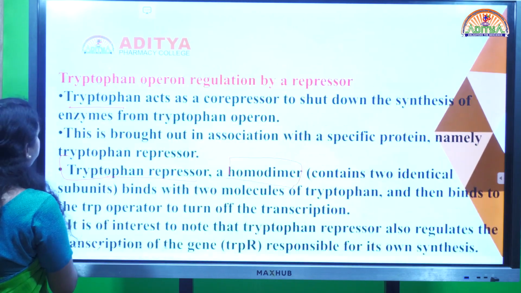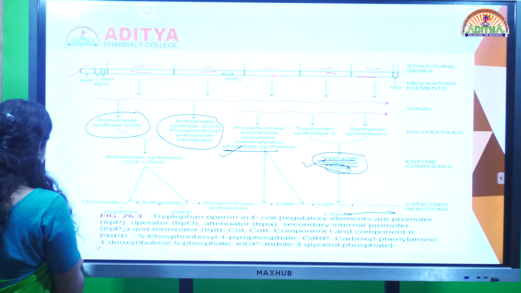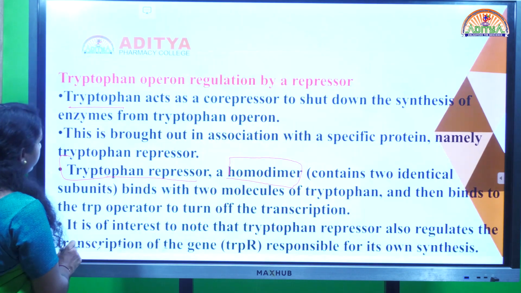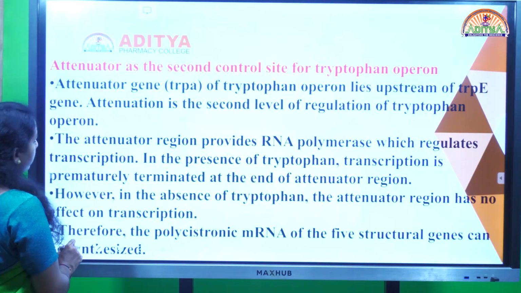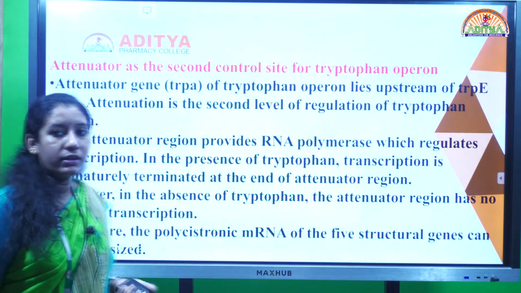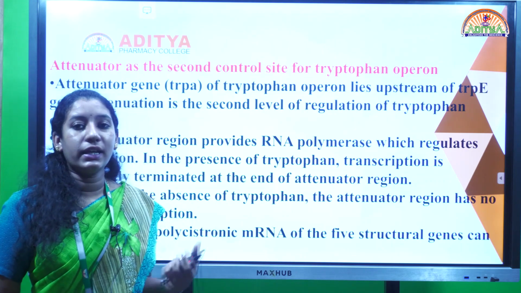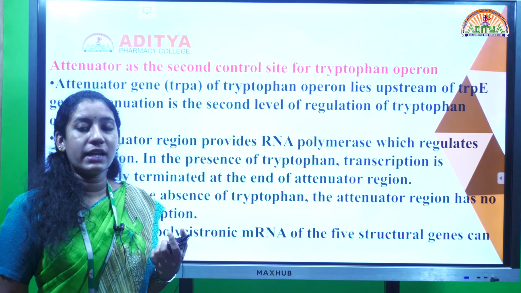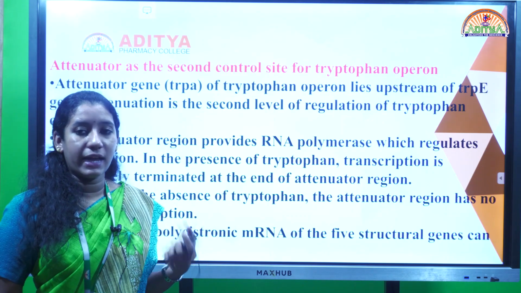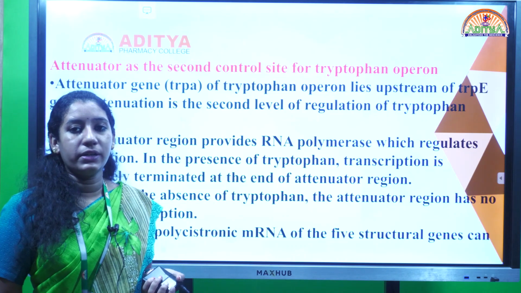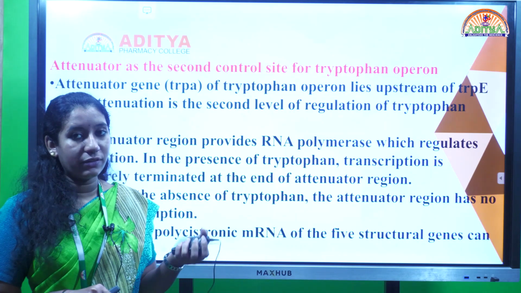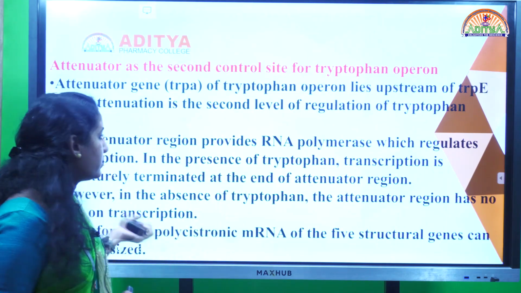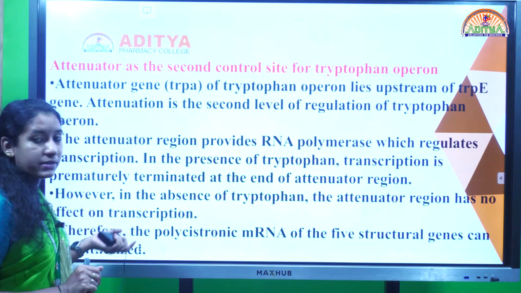So here, whatever tryptophan is there, first it acts as a repressor. Generally the repressor is a dimer. In the lac operon we have seen a tetramer, but here the repressor is a dimer which contains two identical subunits. To those identical subunits the tryptophan will bind and will next bind with the operator region and will stop the transcription process. That's why this tryptophan is a repressor.